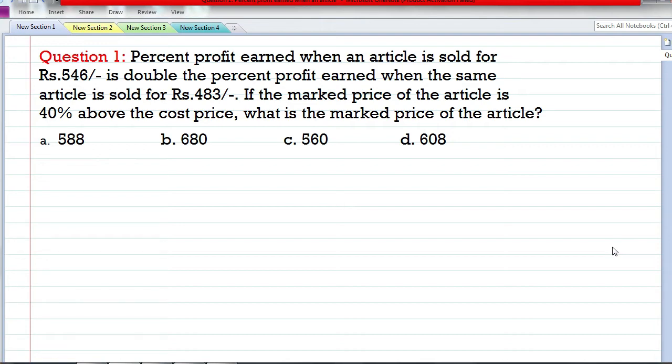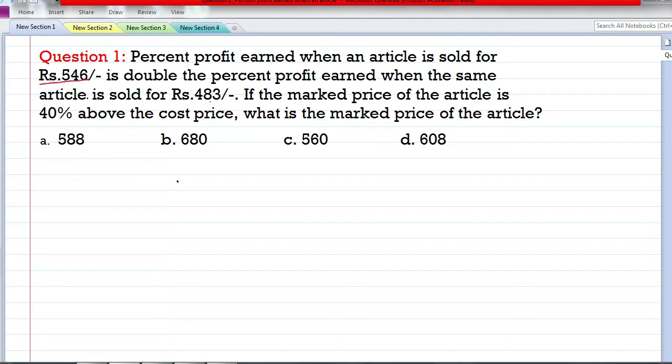So this is the first type of question. The percent profit earned when an article is sold for 546 is double the percent profit earned when the same article is sold for rupees 483. If the market price of an article is 40% above the cost price, what is the market price of the article? Here they have given two selling prices.